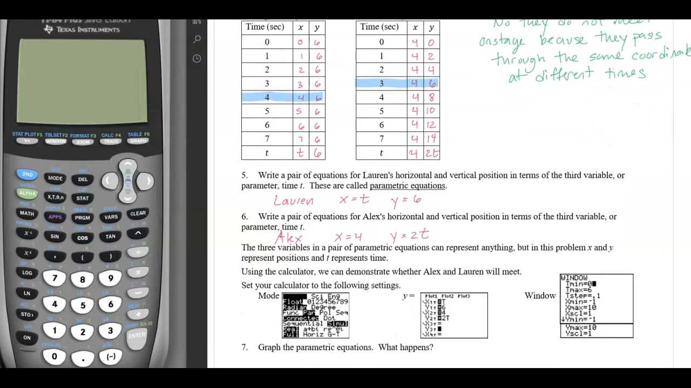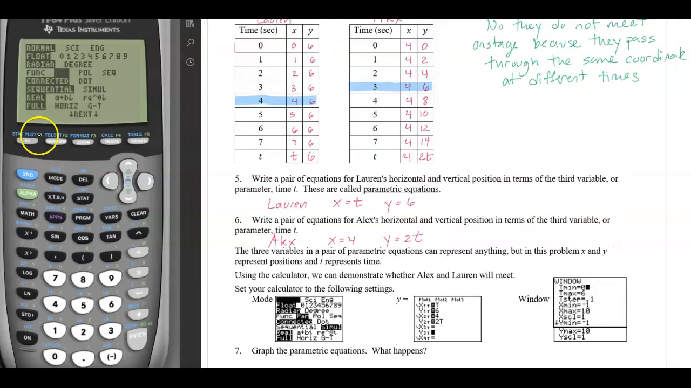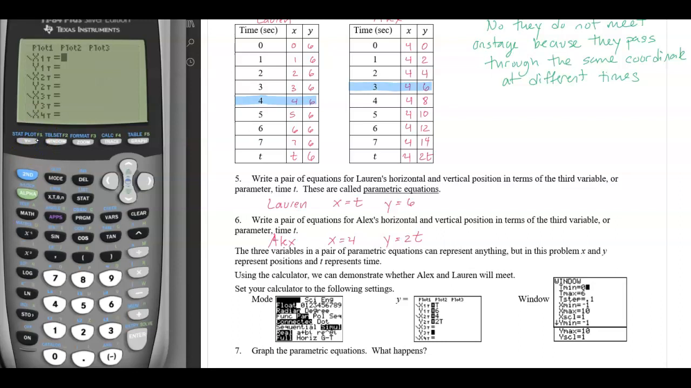Now, we can always check that we've graphed parametric equations correctly on the calculator by changing the mode. Last class we were in polar. This class we're in parametrics. So if you go to mode, go down to function, instead of it being on polar, POL, you need to make sure it's on PAR, or parametric. You know you're in parametric when you go to y equals and it has both an x equation and a y equation.